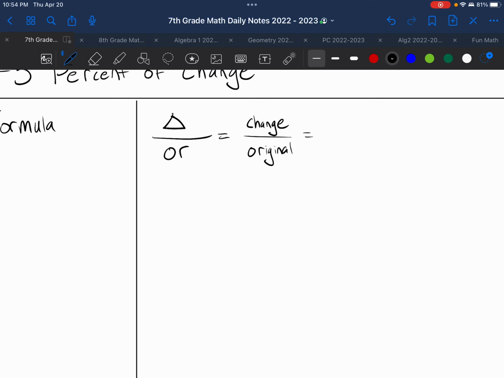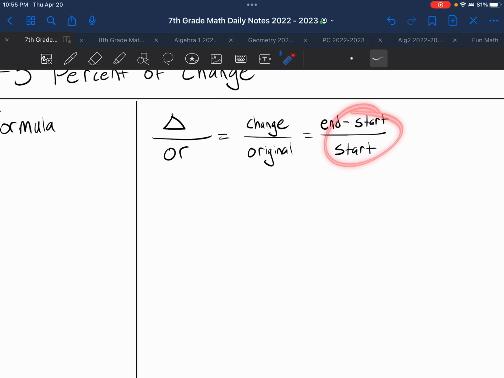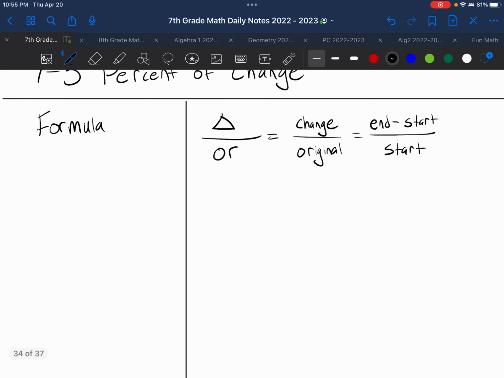Or I can even be very specific, and say it's the end minus the start, all of it divided by the start. All of these formulas are okay. Maybe you like this one because it's very specific. I like this one in my notes. Maybe you think about it this way in your head, whatever works for you. So I'll do a few examples. Everything in here is going to be a percent, thus the title, percent of change. So let's go with example 1.